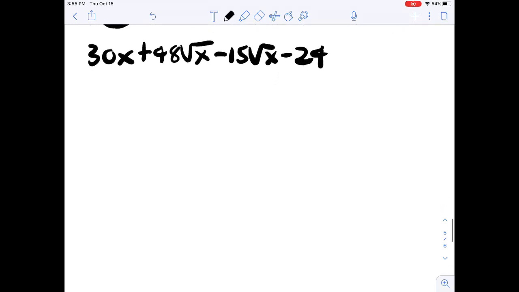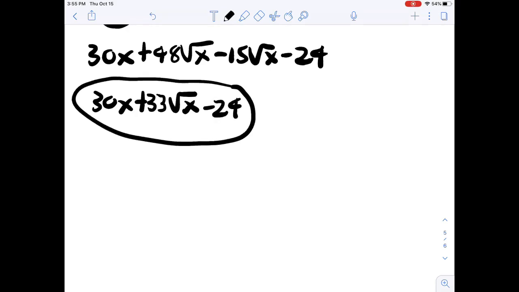And from here we get 30x plus 33 times the square root of x, because 48 minus 15 is 33, and then minus 24. And then this is our final answer.